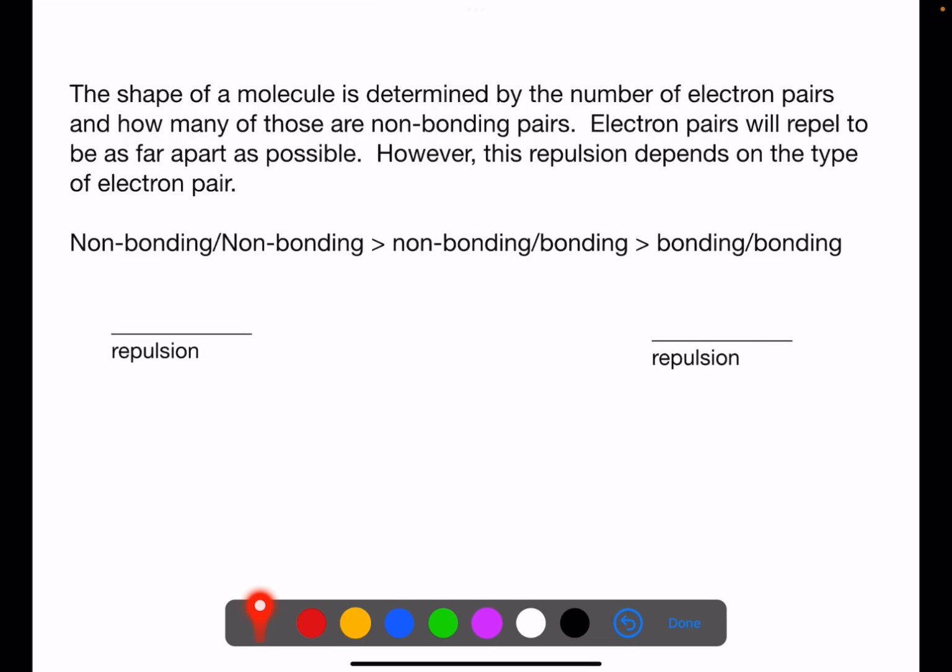So the shape of the molecule is determined both by the number of electron pairs that are around the central atom and how many of those are non-bonding pairs. So electron pairs will always try and repel to be as far apart as they can, but your repulsion depends on the type of electron pair that is repelling each other. So if you have 2 non-bonding pairs, they have the most repulsion. They are going to try and get as far apart as possible. If you have a non-bonding and a bonding pair, they're going to try and get as far apart as they can, and then bonding and bonding pairs have the least repulsion. So if you have a mixture of this going on in a molecule, then you need to consider where things will go to try and get your non-bonding pairs as far away from each other as they can be.